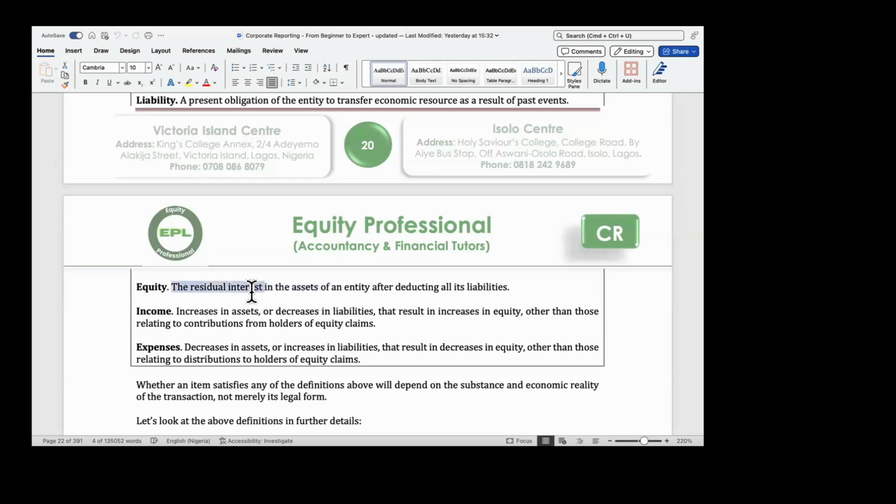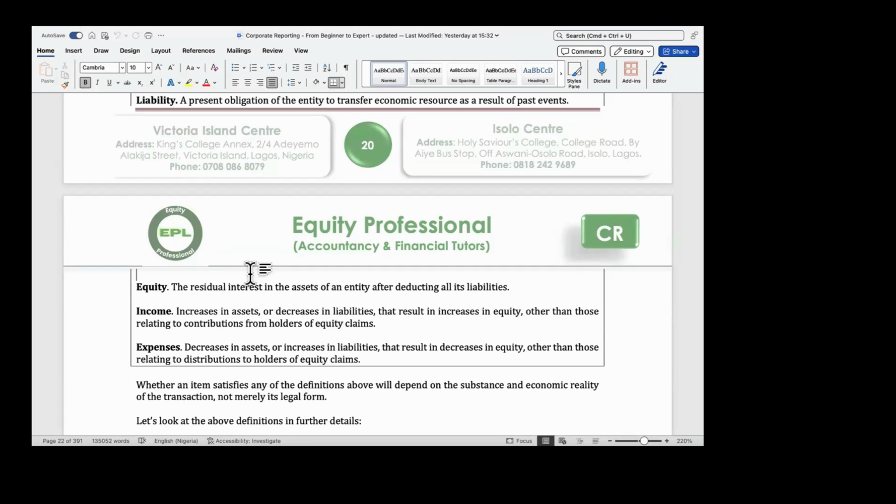Equity is a residual interest. They are investors that do not get returns until all other stakeholders have been settled. They are residual. They come last. And that's equity. So when you have investors whose interest is residual, then that's an equity holder.